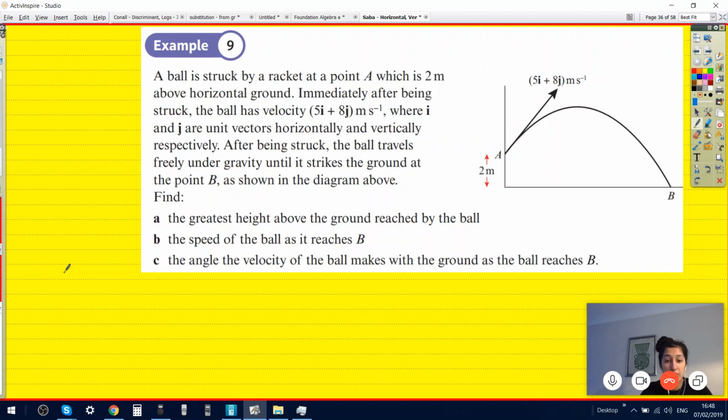The speed of the ball as it reaches B. So that's like the final velocity. And the angle the velocity of the ball makes as the ball reaches B. Is that just the elevation thing? Yeah, angle. So the greatest height. Okay, so 5i plus 8j. Damn, looks hard. Oh, okay. I don't know where to start.